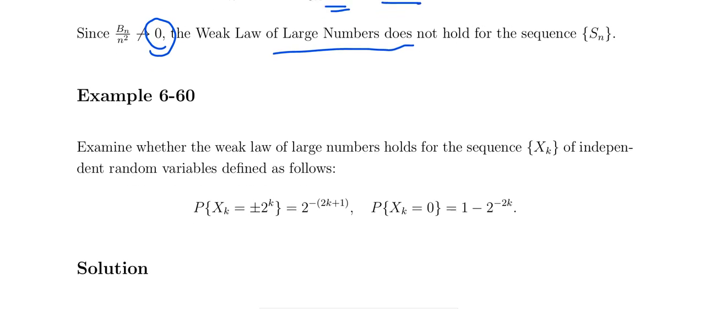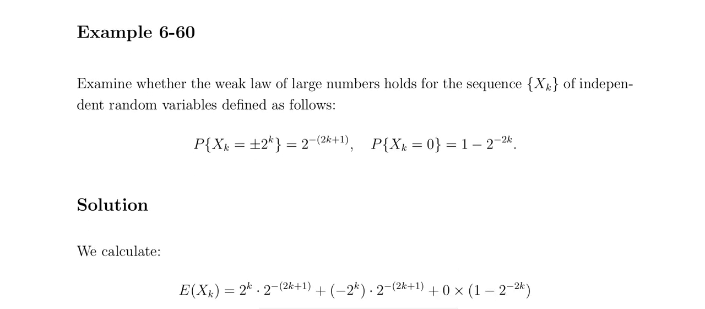Okay, similarly, consider whether the weak law of large numbers holds for the sequence xk of independent random variables defined as follows: P of xk equal to plus or minus 2 power k is equal to 2 power minus (2k plus 1), and P of xk equal to 0 is 1 minus 2 power minus 2k. Okay, that is the idea.